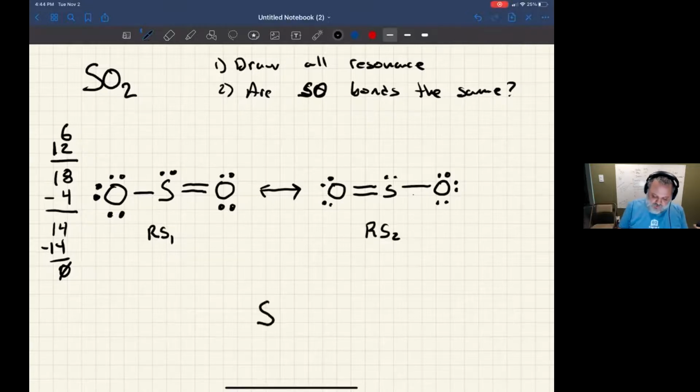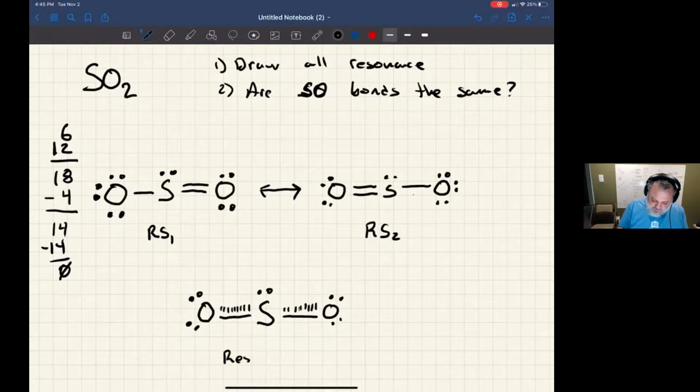Now, the real structure involves some hybrid between the two. They both have single bonds. They both have at least 2 lone pairs. And so we draw a partial bond between the sulfur and the oxygen on both sides, and we call this one a resonance hybrid. And so this picture, the resonance hybrid, is closer to the real structure.